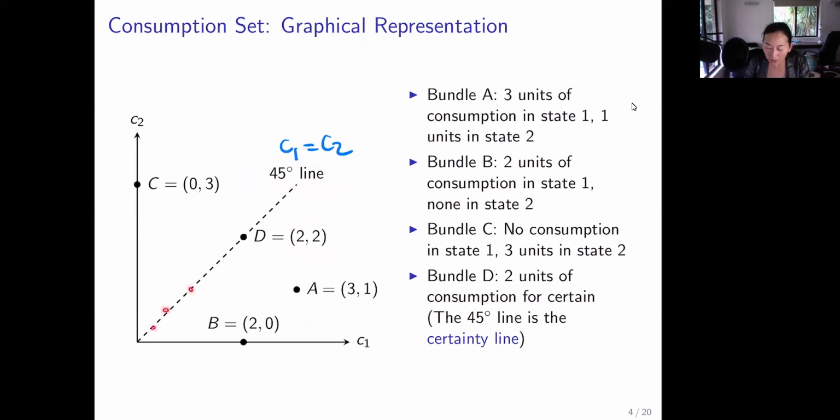So any point along here would give you a certain amount of wealth, but it doesn't mean that you know for sure which event you are going to get. You don't know for sure whether you will end up with state 1 or state 2. What you know for sure is that you will end up with the same amount of wealth. That is certainty in terms of wealth, so you know for sure what the wealth is going to be, but you don't know for sure which event you are going to get.